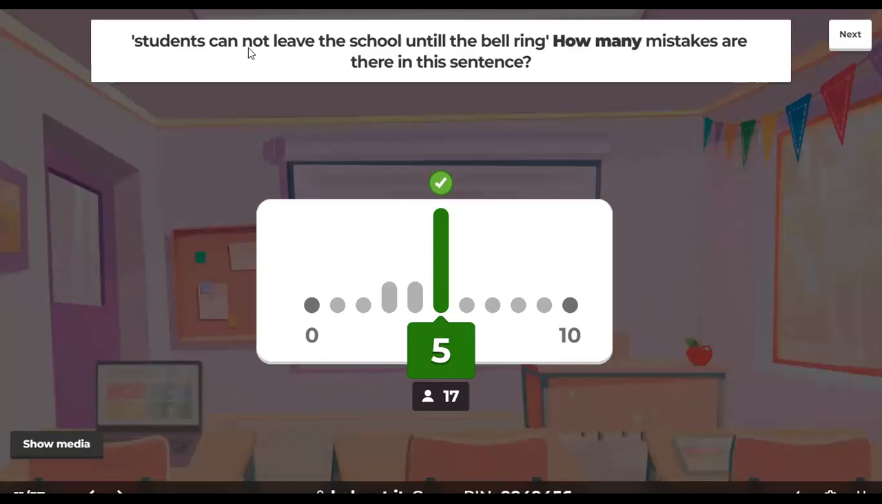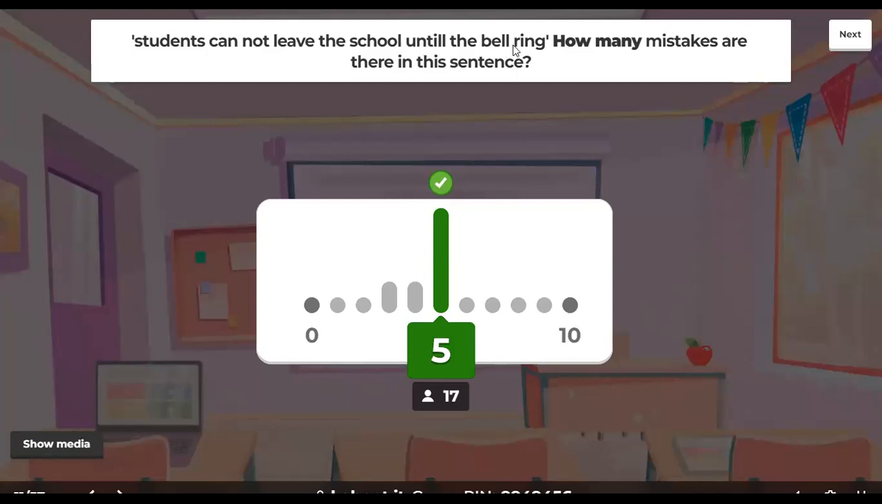It should be connected. Now, cannot here should be one word, guys. One word. So C-A-N-N-O-T. Now, we can never write cannot this way. This is wrong. It is one word. Cannot leave the school until, there's a problem. What is it? Double L. Very good. There must be only one L.